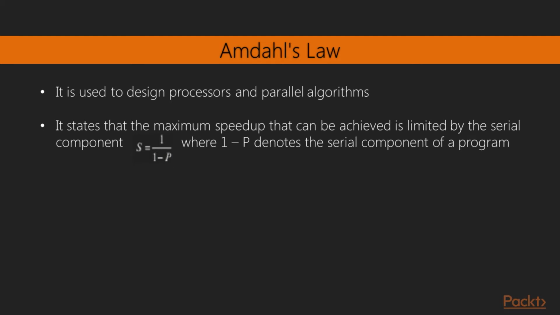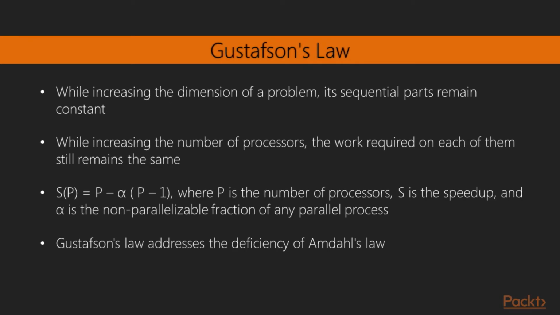This means that, for example, in a program in which 90% of the code can be made parallel, but 10% must remain serial, the maximum achievable speedup is 9, even for an infinite number of processors. Next, we'll take Gustafson's law.